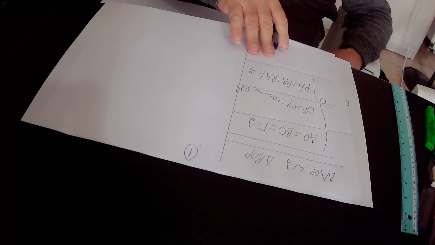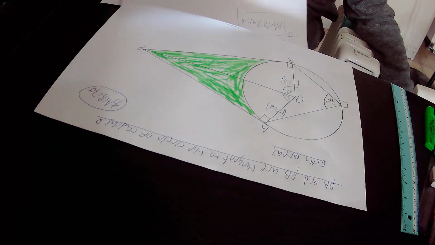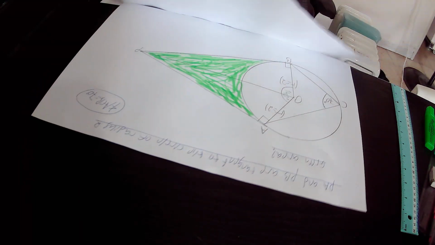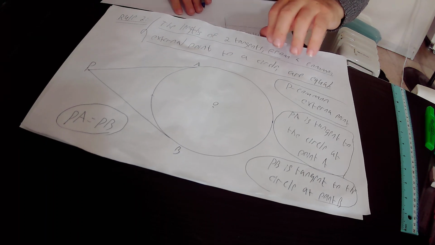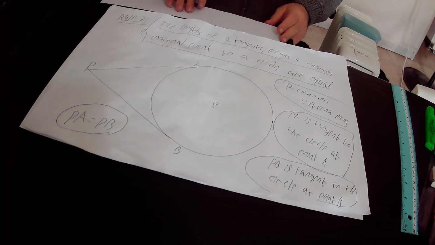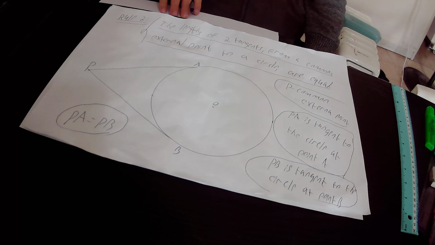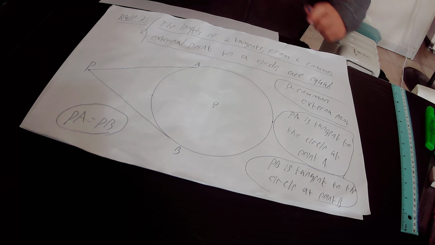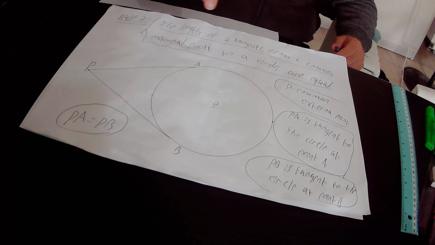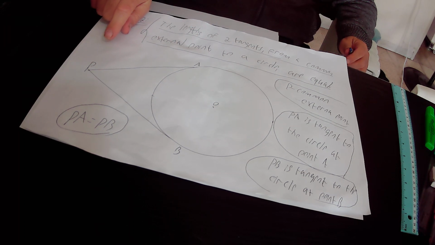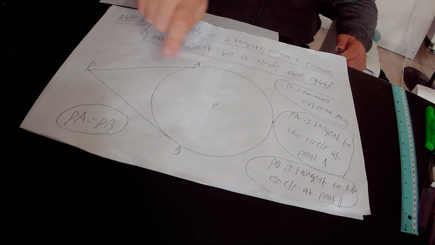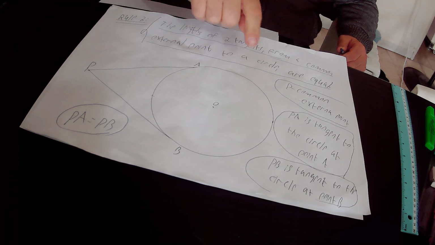I'll repeat quickly on rule 2. According to rule 2, the lengths of two tangents from a common external point to a circle are equal. So in the drawing we have a circle, and we also have the common external point, point P. From the common external point, point P, we have two tangents to this circle, tangent PA and tangent PB. According to this rule 2, they are equal to each other. That is to say, PA equals PB.